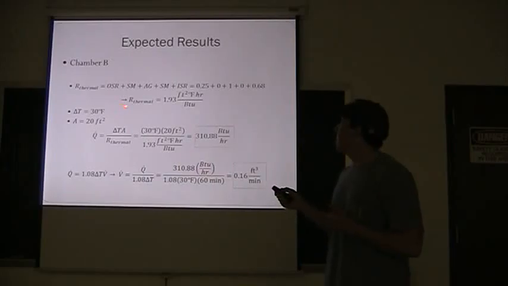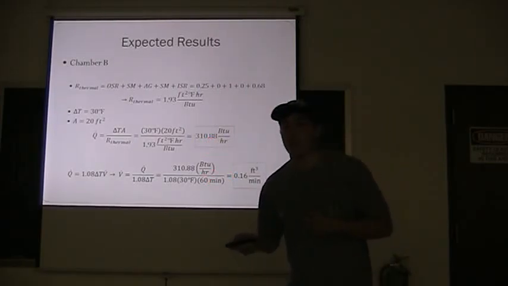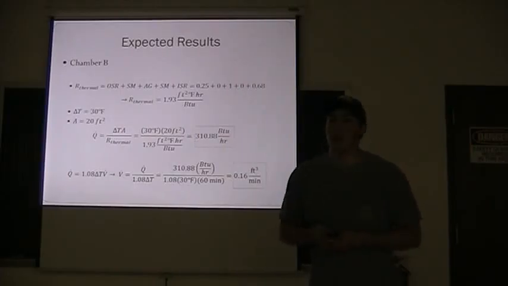And as you can see, there's 5 resistances for chamber B, and this ends up giving us about half the values that we got for chamber A. So that should be pretty intuitive.